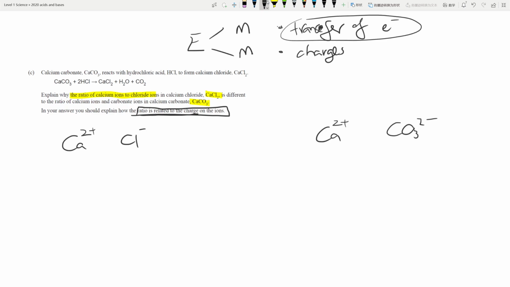And what is the transfer of electrons? I might as well explain it here, but you don't really need it in this case. Say, for example, Ca2+. When Ca becomes a Ca2+ ion, it loses 2 electrons.